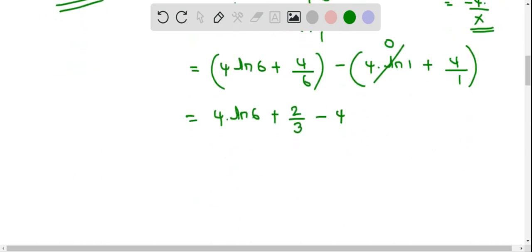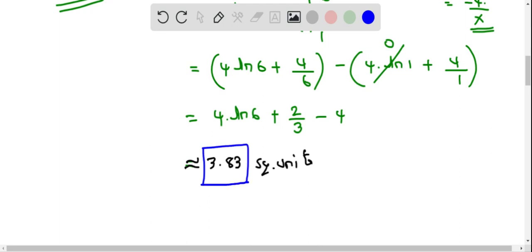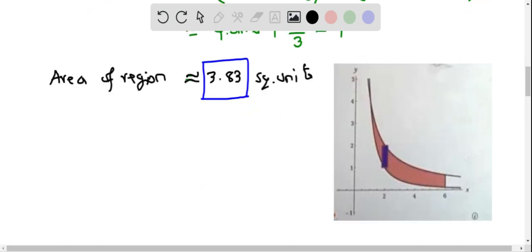Let's calculate this. We can put this expression into the calculator, and when we do that, we get approximately 3.83. The unit of area is square units. So this represents the area between the curves and the line. This is the area of the region. Also, this is the sketch of the region.